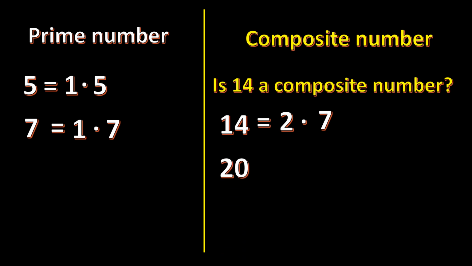Another example, 20. So what are the factors of 20? Okay, so let's say 2 and 10. 2 times 10 is 20. What else? Let's say 4 and 5. 4 times 5 is 20. So therefore, the factors of 20 are 2, 4, 5, and 10. So 20 is an example of a composite number.